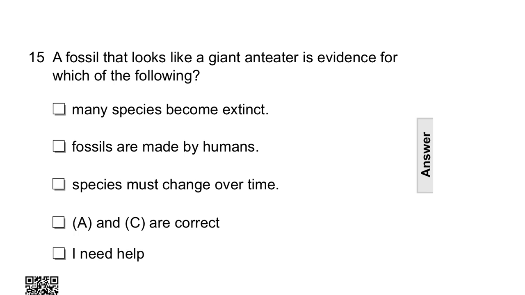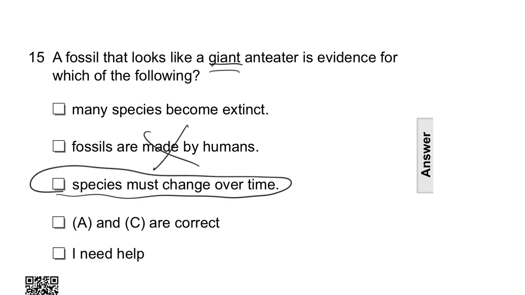Okay, a fossil that looks like a giant anteater. Okay, we're assuming that there are no giant anteaters currently in modern times. Is evidence of what? Many species become extinct. Well, not many. One, the giant anteater went extinct. I wouldn't say that's many, just based on that. Fossils are made. What? Species must change over time. Okay, so I would say C is correct.